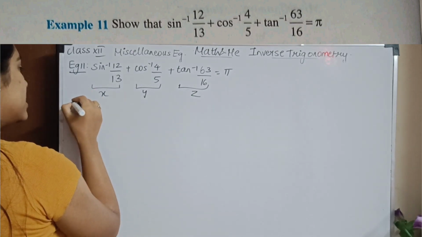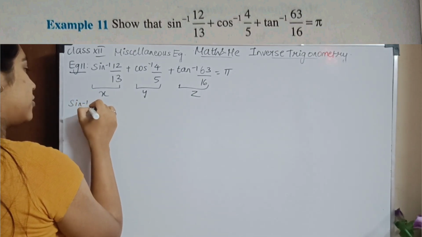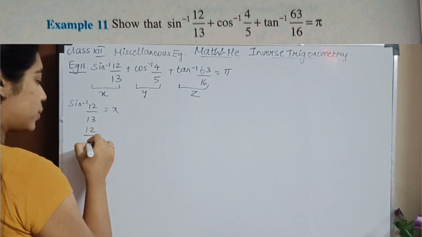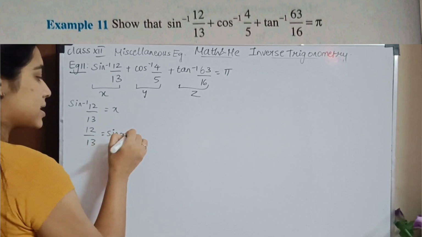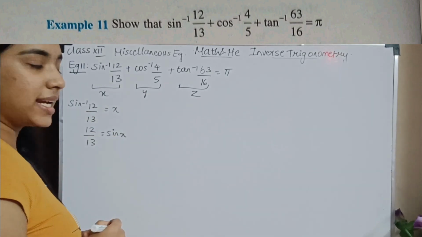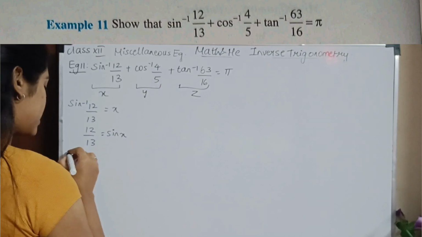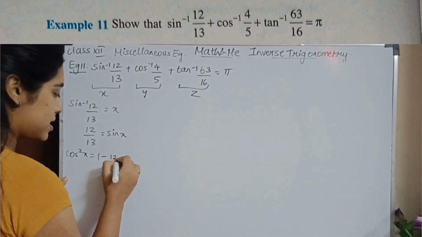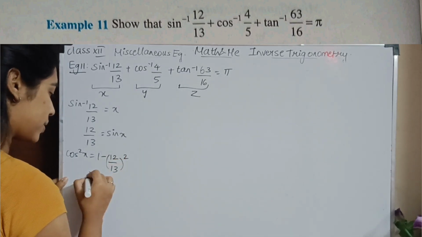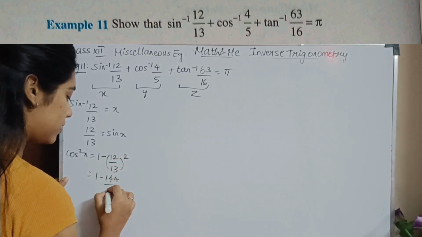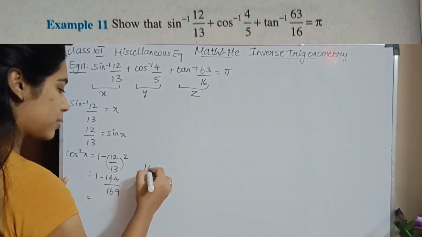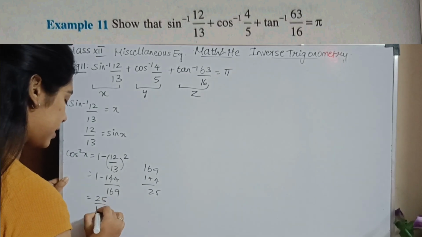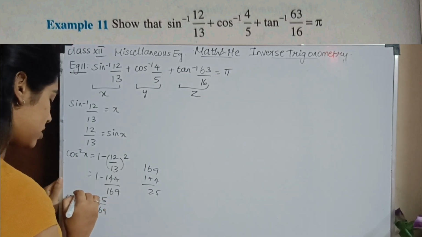So I have sine inverse of 12 divided by 13 is going to be my x. Taking sine on both sides, I'll have 12 divided by 13 equals sine x. Correct? Now, to find tan x, first cos x. So what is the relation? Cos square x is equal to 1 minus sine square x. So 1 minus 12 divided by 13 the whole square, which will be 1 minus 144 divided by 169. 169 minus 144 is 25. So I have 25 divided by 169. So this is my cos square x.